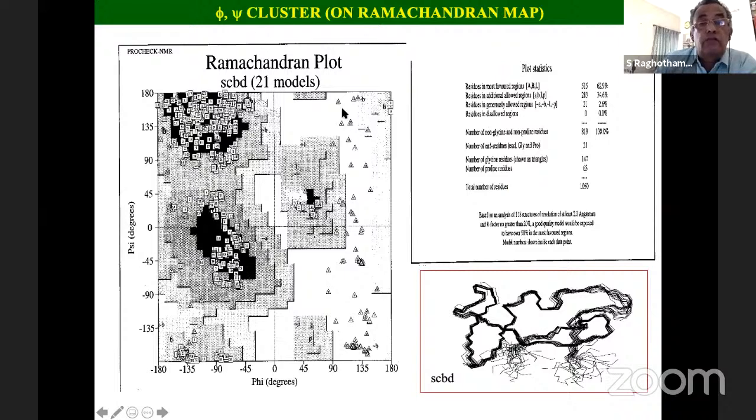Now, there are only certain phi-psi values allowed. If they come within that range, then your structure is good. But if these phi-psi values go above the allowed region, then your structure is not good. You have to go back and refine your structure. Now, when you talk of refinement of structures, NOESY and COSY are the basic things. There are other things called residual dipolar couplings and all. They are more involved. One can refine your structures and improve the quality of your structures.